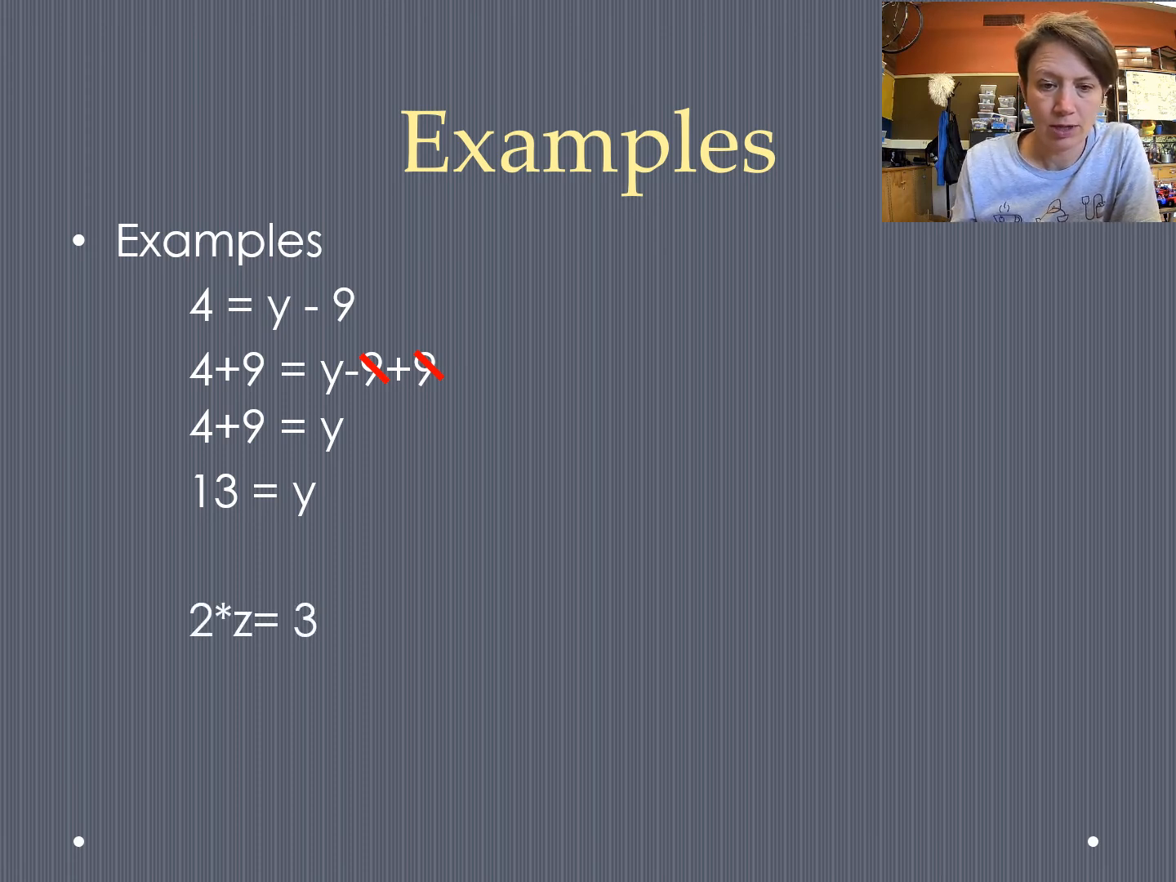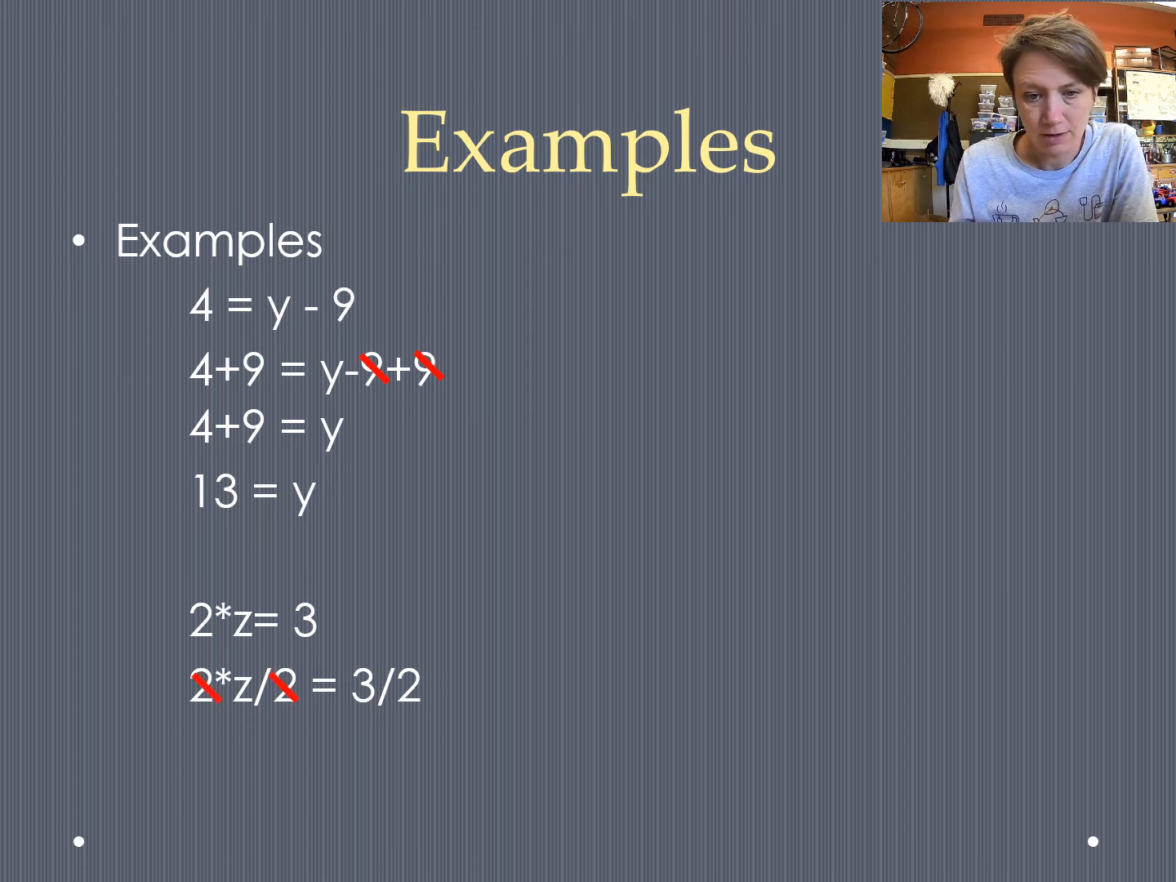Another example, 2 times z equals 3. The z is not all by itself. We want it all by itself. The thing that's keeping it from being all by itself is 2 times. So what we want to do is the opposite of multiplying by 2, which is dividing by 2. So I'm going to divide both sides of my equation by 2. And when you do that, I'm canceling out this times 2 divided by 2 on the left. And you end up getting z is equal to 3 over 2 because I divided the other side by 2.